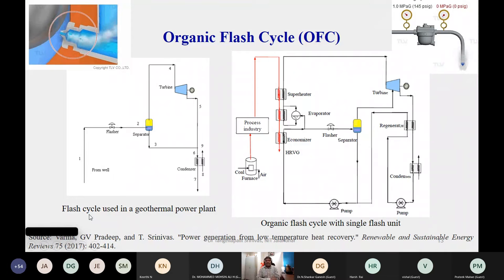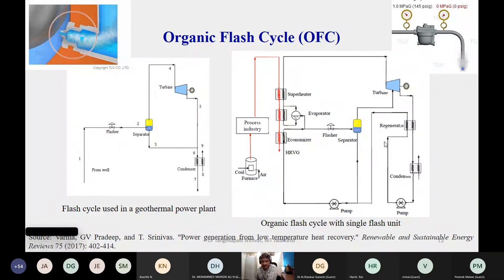We have a flash cycle in geothermal power plants. That geothermal power plant is completely different from this OFC principle. In geothermal, the liquid from the earth is taken and flashed, and the vapor coming from the flasher goes directly to the turbine and then back to the well, or maybe is recycled for processing.